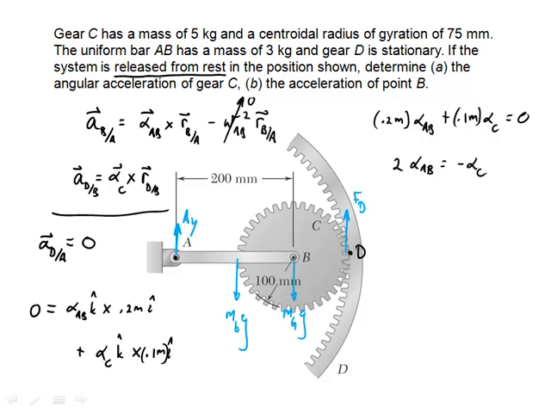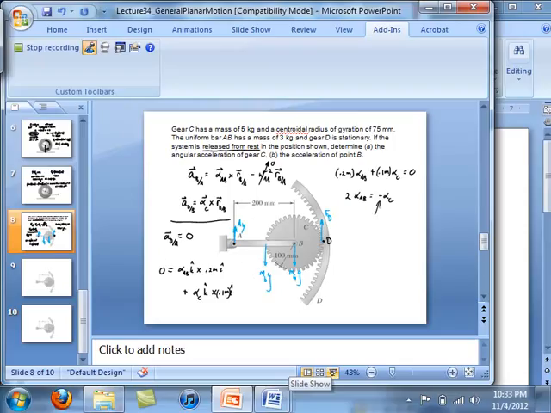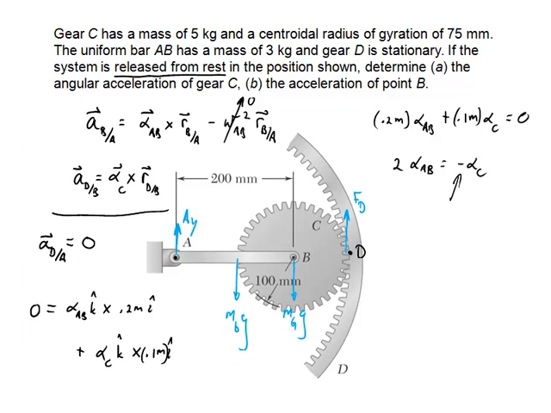But in fact, if this thing is falling due to gravity, which we would anticipate, alpha AB is actually negative, and so alpha C will be positive. And that makes sense. If this goes down like that, it's dragging B down, and so this has got to rotate in this direction around B. And so that's counterclockwise. So AB is moving clockwise, gear C will move counterclockwise. So they're in the opposite direction. That's exactly what that sign would tell us. Okay, so let's go ahead and solve this equation out.